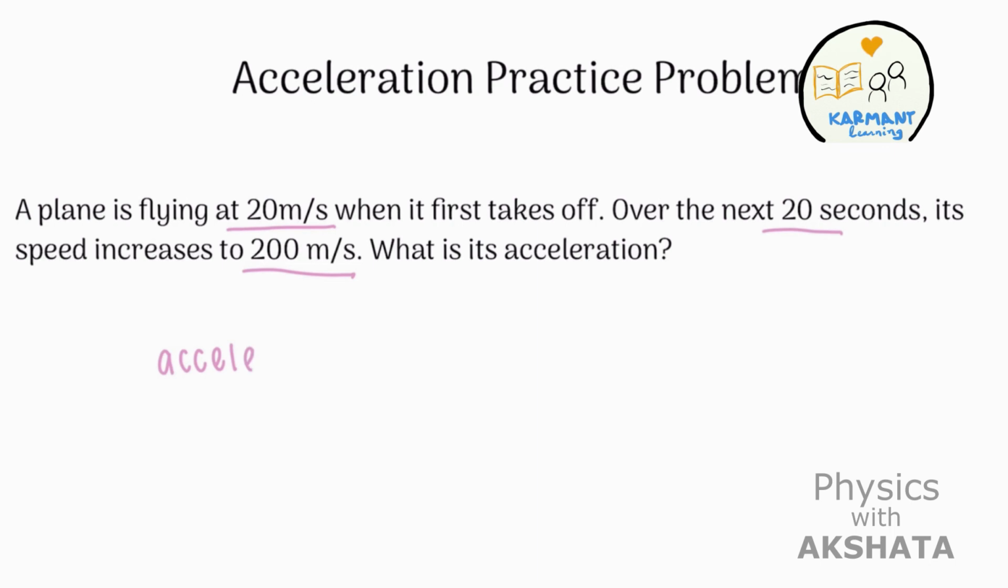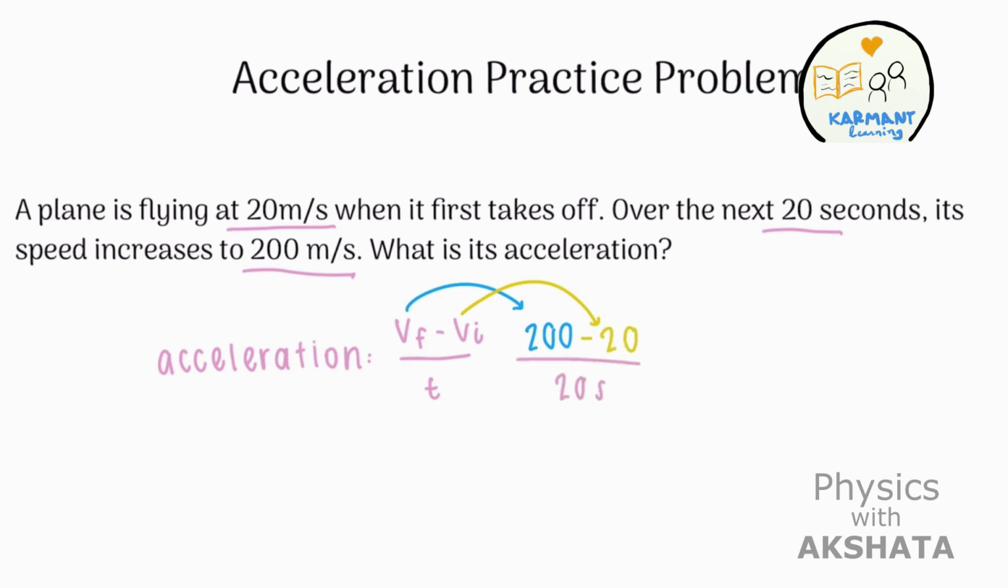Based on the formulas we have for acceleration, we can see that the acceleration is velocity final minus velocity initial all over time. Our final velocity is 200 minus our initial velocity, which is 20 meters per second, and that is all divided by 20. If we calculate that out, we can see that our acceleration is 180 divided by 20, which is 9 meters per second squared.